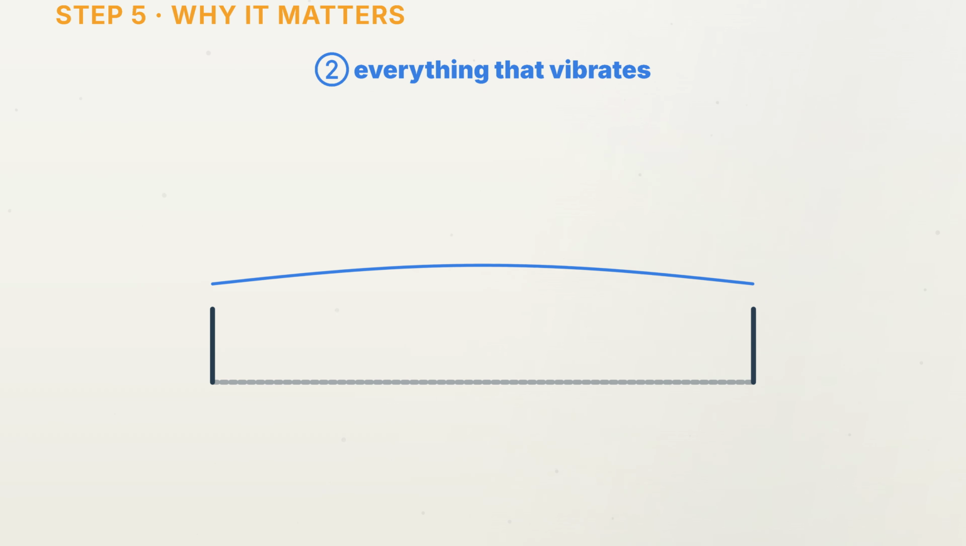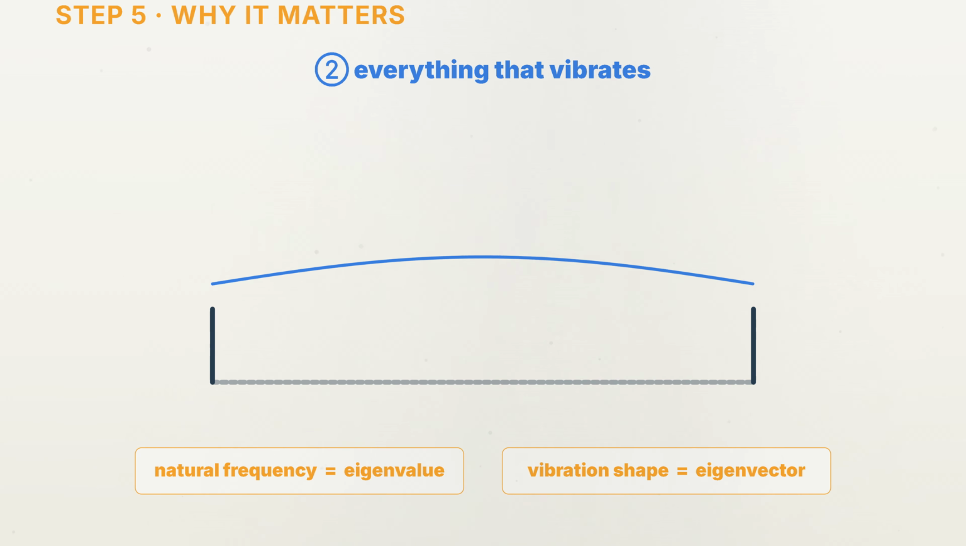2. Everything that vibrates: every bridge, building, and airplane wing has natural frequencies, and those frequencies are its eigenvalues. The shapes it vibrates in are its eigenvectors. Engineers compute these ahead of time, so the bridge never shakes itself apart.